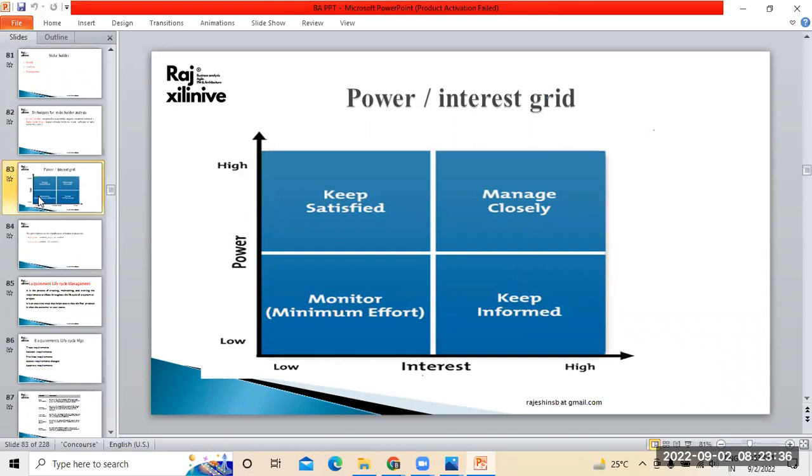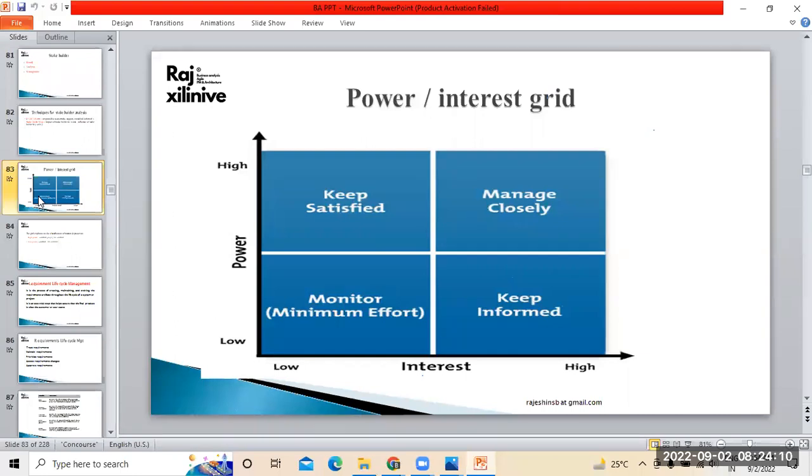For high power, high interest people, what we have to do is manage them closely. Right from each and every stage of decision making, these people's involvement will be there. That's what we need to understand, because their involvement will be there in each and every stage of the project. That is the first level, high power, high interest.